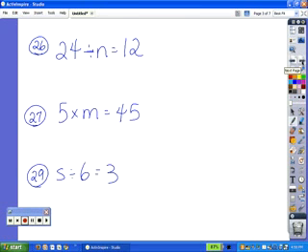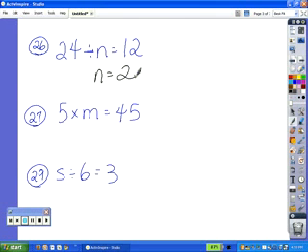For numbers 26, 27, and 29, the directions ask us to solve the equation, then check the solution. They don't give us any choices as to what n could equal, so we're relying on what we know about our facts on this one. So we have to ask ourselves, 24 divided by what is 12? 24 divided by 2 is 12.